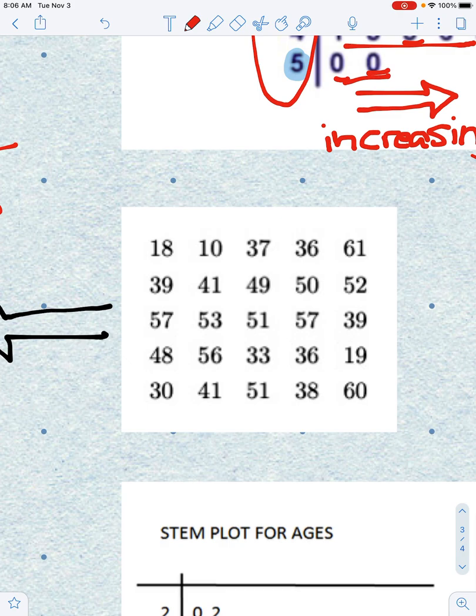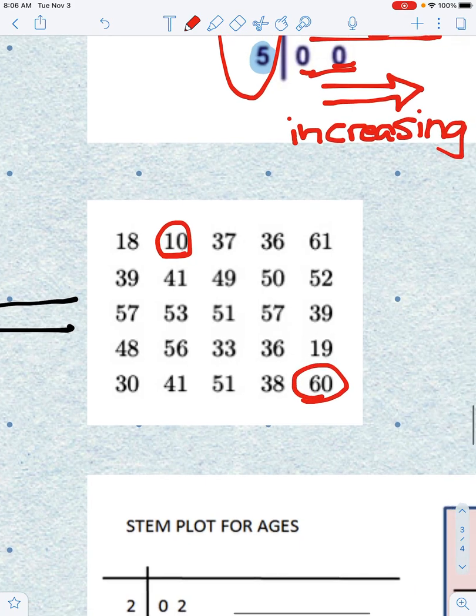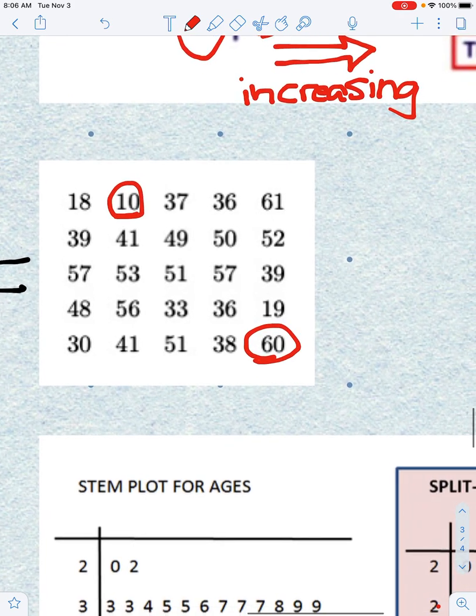I want you to focus on how it works, how to create it, as opposed to trying to interpret what the numbers might mean. So it's important that you look through your data and first of all find the smallest data item and the largest data item. In this case, it looks like 10 and 60 are my 2 largest. That helps me understand where my stem is going to be.